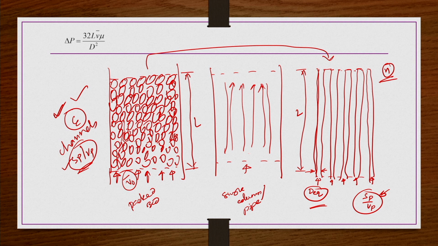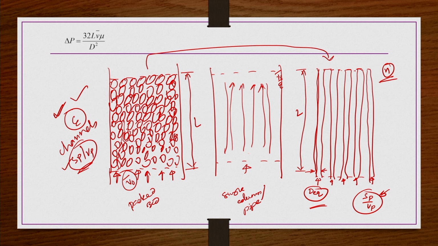But we understand this V average is nothing but V naught bar by epsilon here. So, those things we substitute here and then simplify this equation, so that we get the pressure drop equation for this n number of capillaries, which is same as pressure drop for this packed bed. Why is it same for this packed bed?